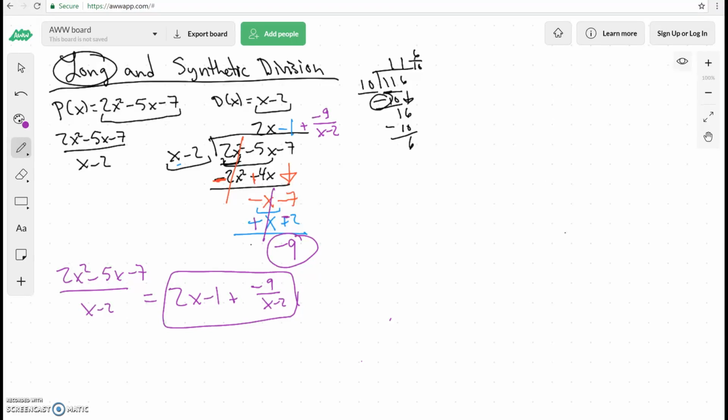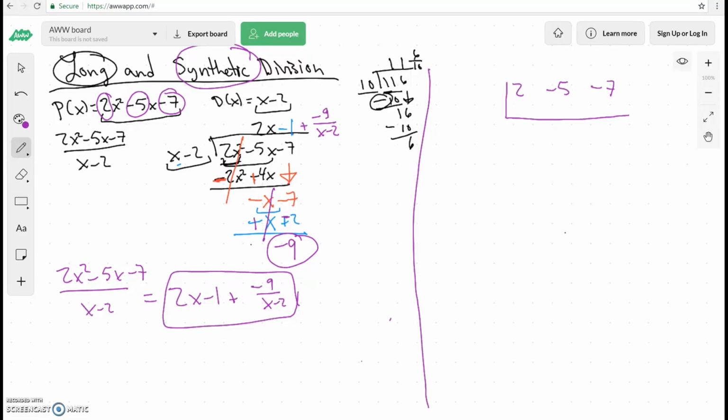Now, there's another way. That was long division. It can be a little bit computational. There's also synthetic division. Synthetic division does kind of the same thing. It's kind of like you have the division thing, but it's upside down. And what we're looking for now is the coefficients. So we're going to look at the coefficients. This is going to be 2, negative 5, and negative 7.